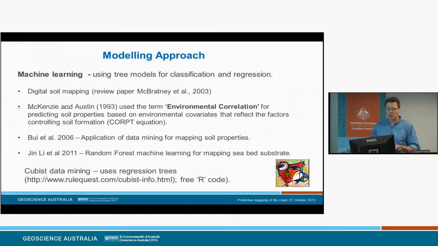And one way of doing this is using what's broadly termed machine learning, where we're using tree models for classification and regression. A lot of what I'm going to talk to you about has been used or developed in the last 10, 20 years in digital soil mapping, and there's a nice review paper, although it's getting a bit old, by Alex McBratney.